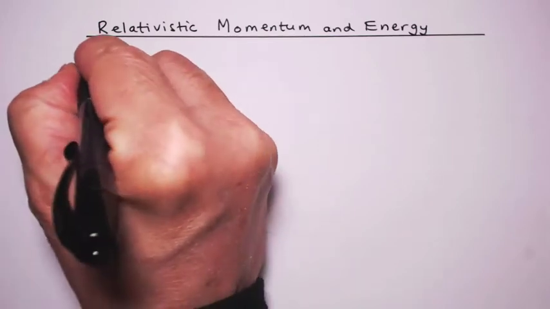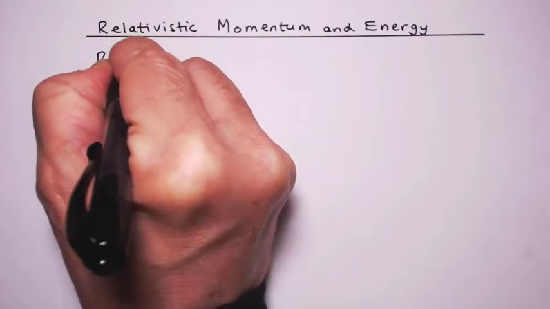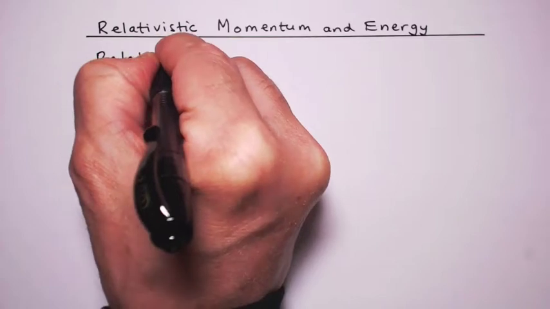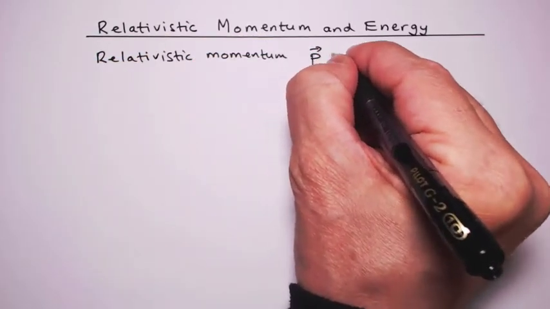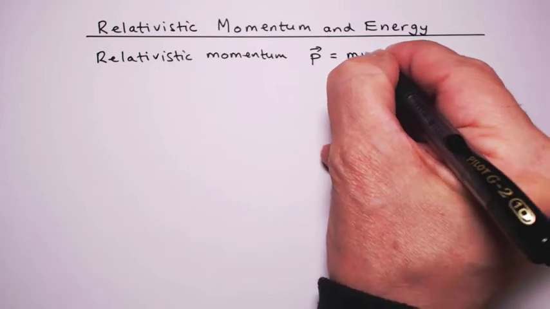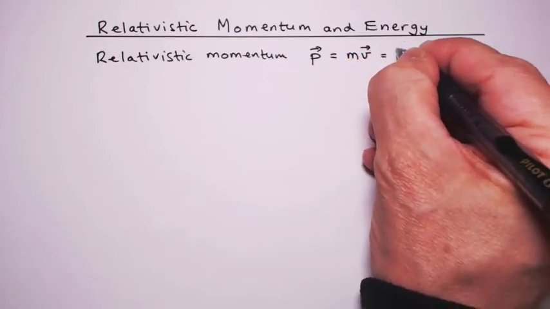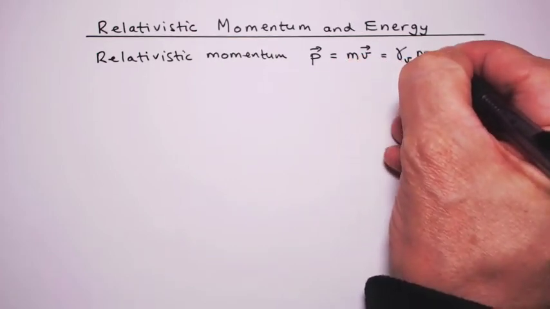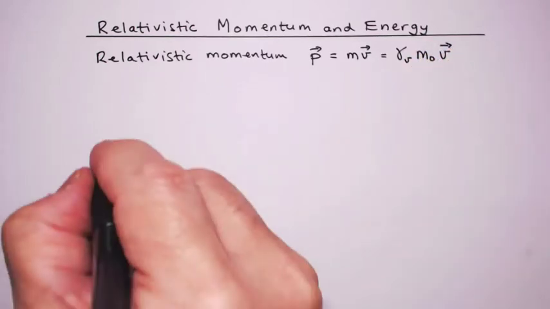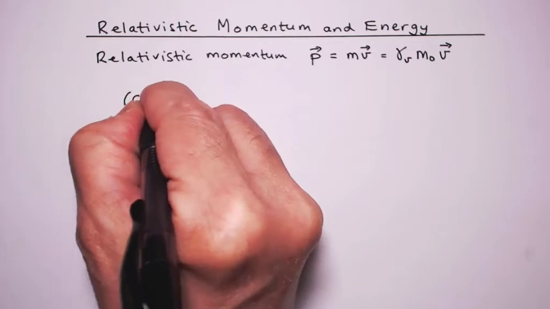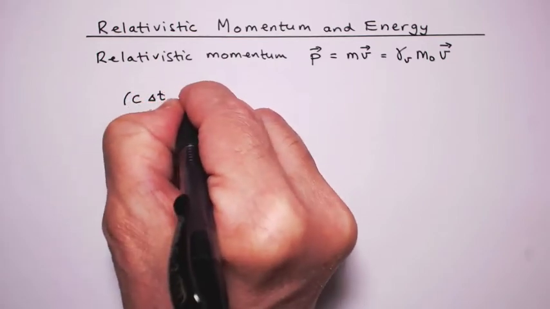Relativistic momentum is defined like non-relativistic momentum as the product of relativistic mass and velocity. So p = mv = γ(v) m0 v, where γ(v) is a function of the speed v of the particle. In four-dimensional spacetime, we can define a displacement 4-vector as follows.